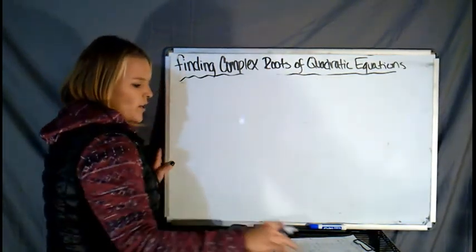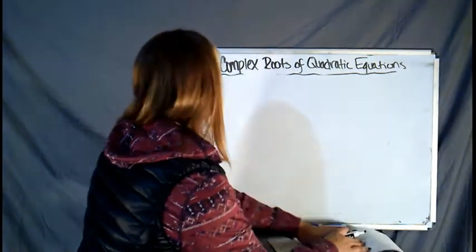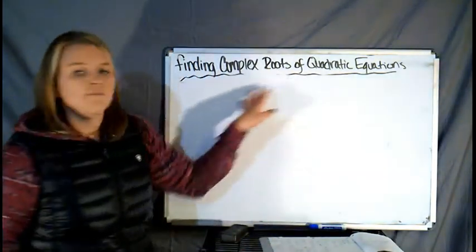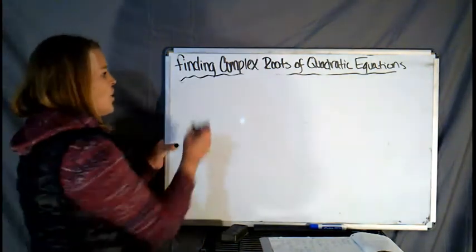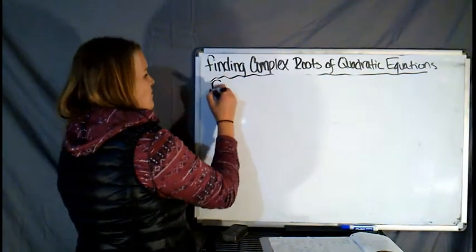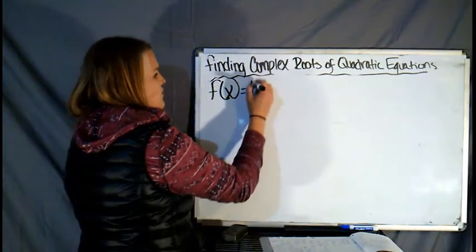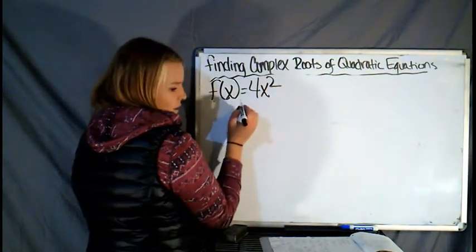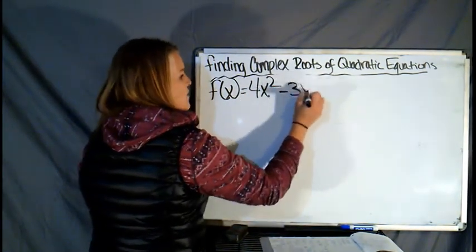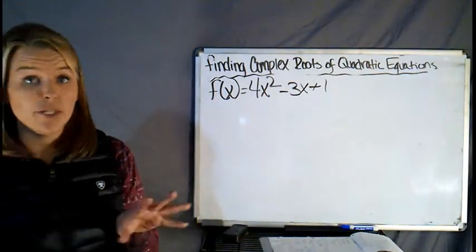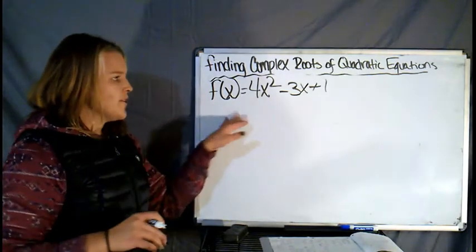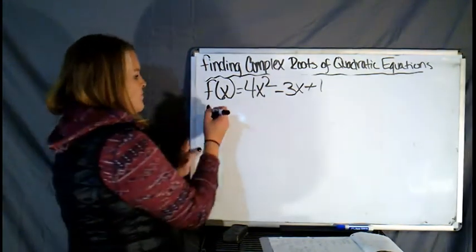Okay, I want to do one more example of finding complex roots of quadratic equations. So let's say I have the equation f of x is equal to 4x squared minus 3x plus 1. This one's going to be heavy, trust me. All right, first step, set it equal to 0.